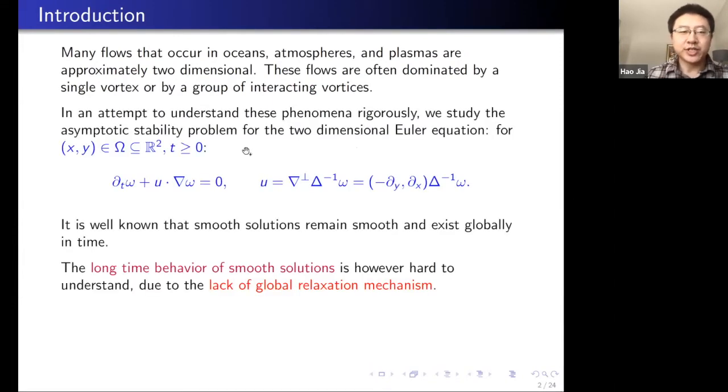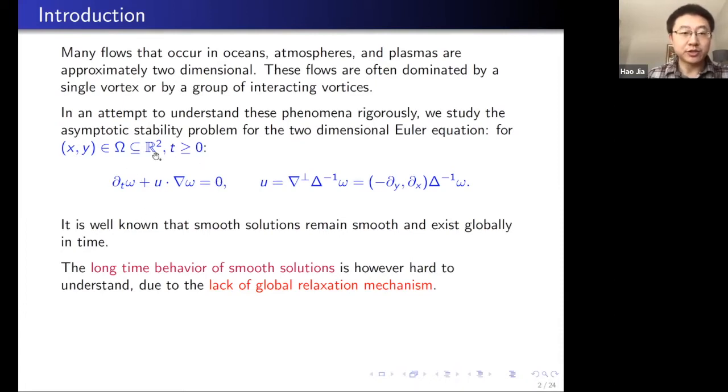To do this, we study the two-dimensional Euler equation, now written in this vorticity formulation. So you have omega, the vorticity field, and u, the velocity field. The equation is written as partial t omega plus u dot gradient omega is equal to 0. This is a transport equation of the vorticity field, with the velocity field determined through the vorticity field by this Biot-Savart law. You first solve the Laplace equation to get the stream function, and then you take the perpendicular gradient to get the velocity field. So this is a nonlinear transport type equation.